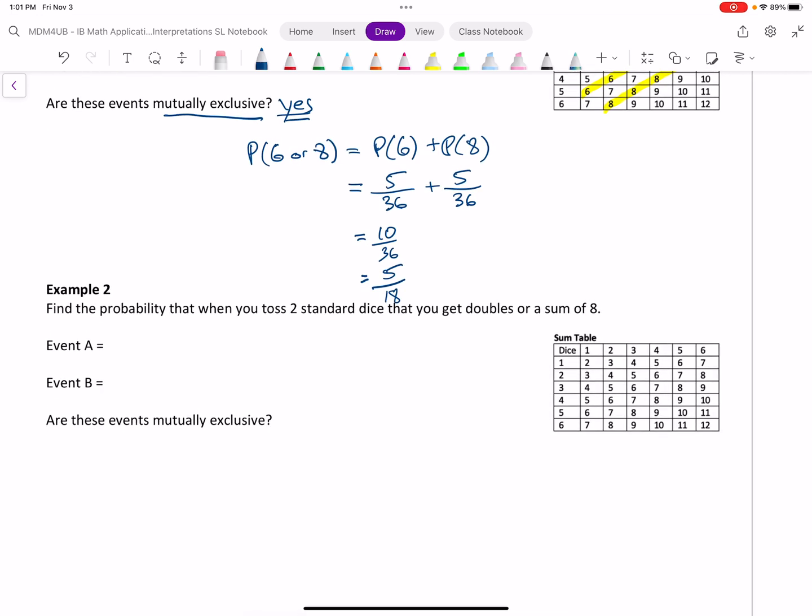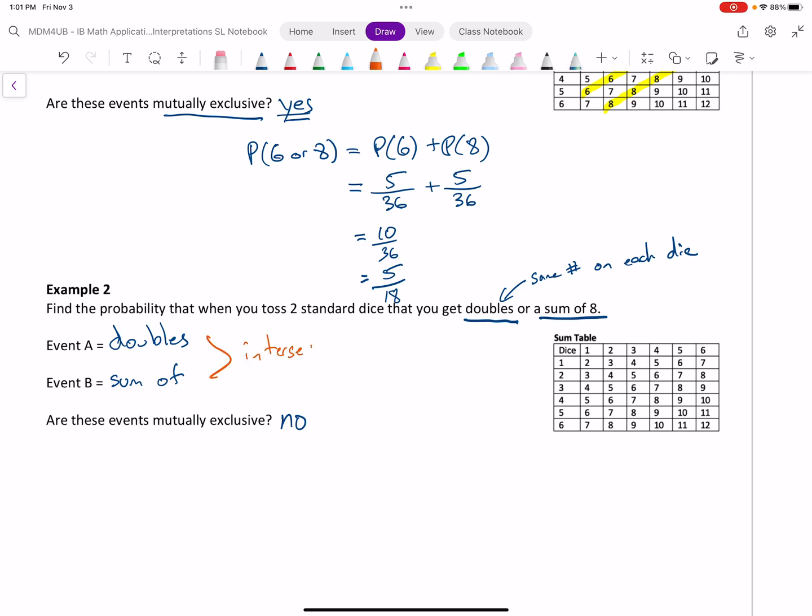But let's say we get to the next question. It says, find the probability that when you toss 2 standard dice, you get doubles or a sum of 8. Doubles really just means the same number on each die. So for example, you could have a 1 and a 1, or 2 and 2, and so on. So again, we'll just set this up. Let's say event A is doubles, event B is a sum of 8. Are these mutually exclusive? No, they have overlap.